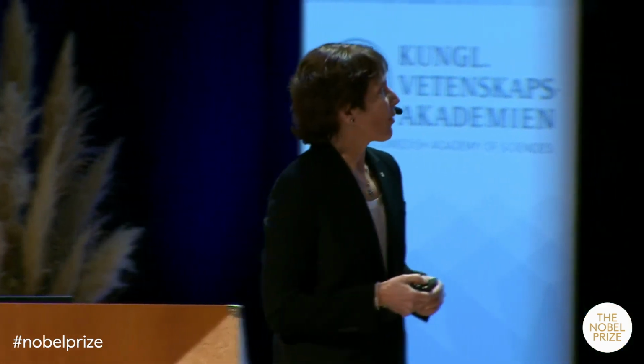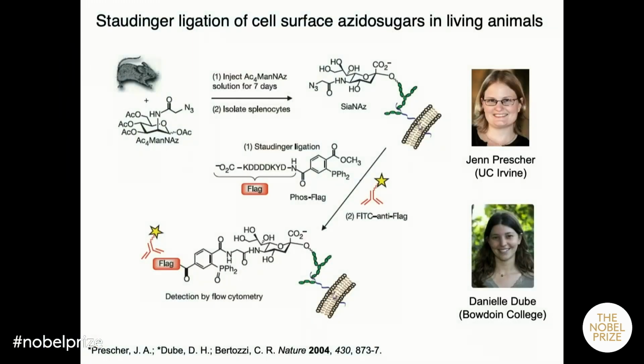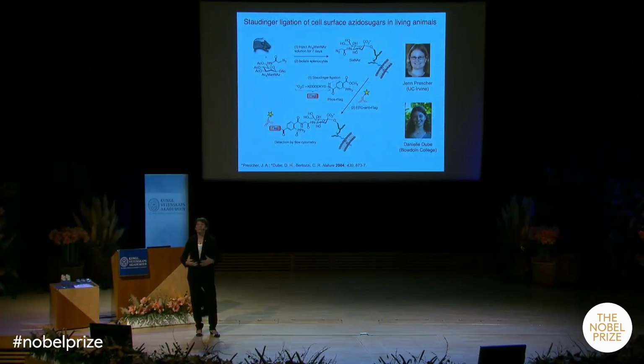Another big moment in the lab came when two of my former graduate students, Jen Prescher and Danielle Dubey, demonstrated that the Staudinger ligation could be used to attach probes to sugars in living mice. This was another big moment in the lab because it was the first demonstration that a bioorthogonal reaction could be so well tolerated by a living system that you could do the chemistry in the mouse with no toxic side effects. And in fact, Jen and Danielle, I'm so privileged to say, are with us in the audience today.